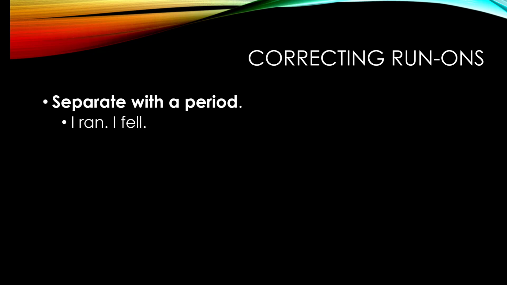Okay. The problem with separating with a period is that if that's the only way you fix run-ons, you end up with a whole lot of really short sentences and it sounds like a children's book. So you want to vary your ways of correcting things. You want to vary your ways of connecting sentences as much as possible so it doesn't sound like a children's book.